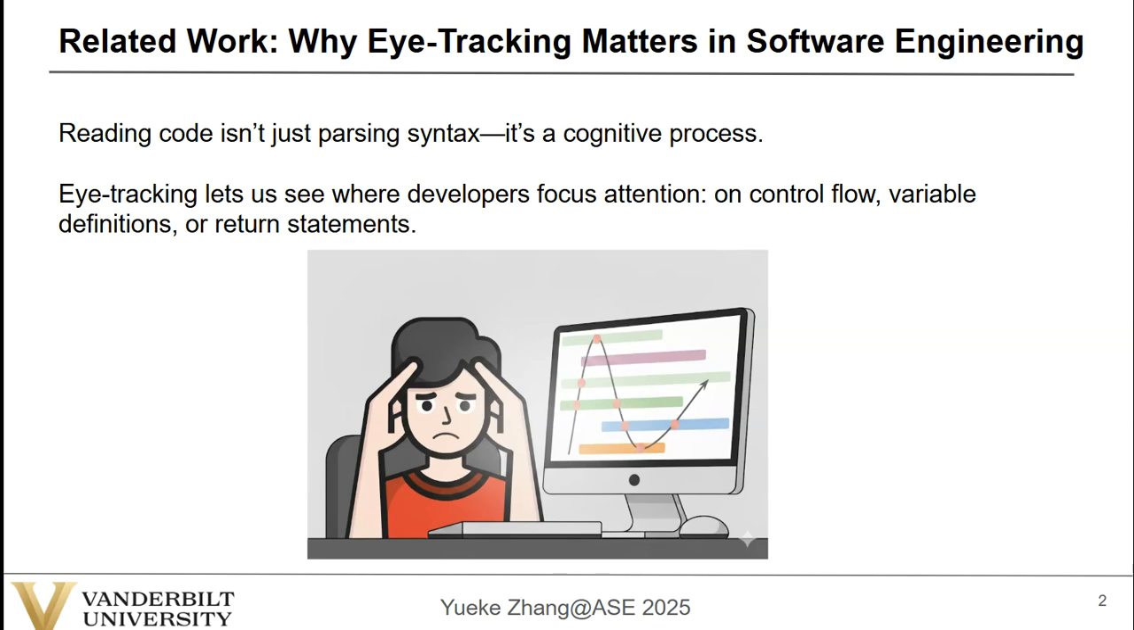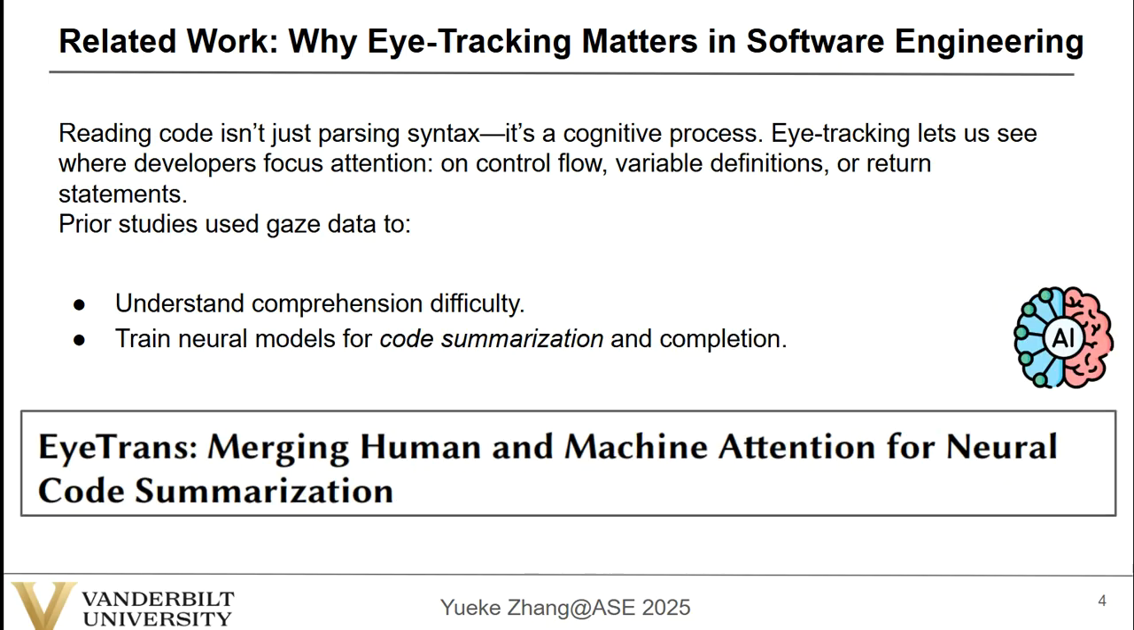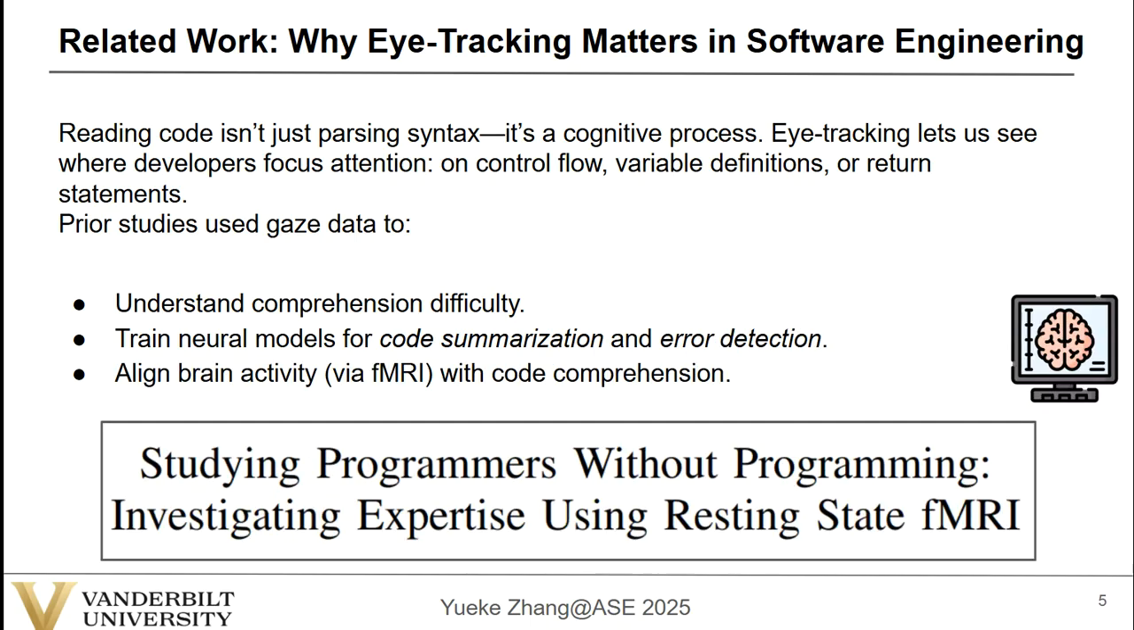Prior studies have used eye-tracking data in many ways. Attention data has helped us study comprehension difficulty, and it also helps to train models for code summarization and error detection. Like the previous work iTrans, which leveraged human attention data to improve the performance of a transformer model. Researchers even study code reading with brain activity, like work that aligned fMRI signals with code understanding.